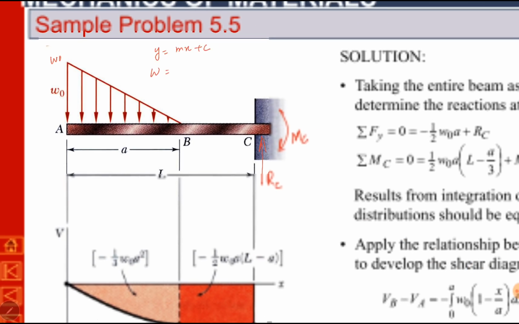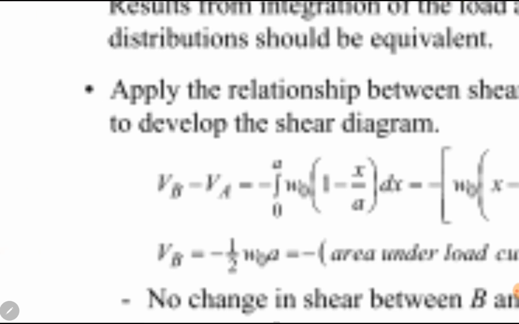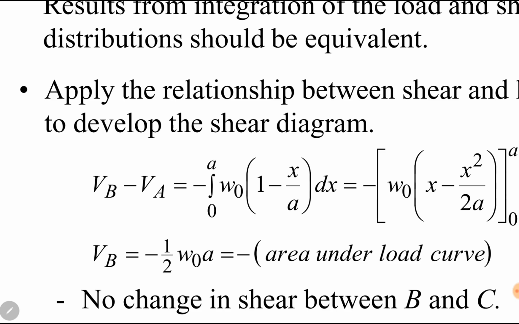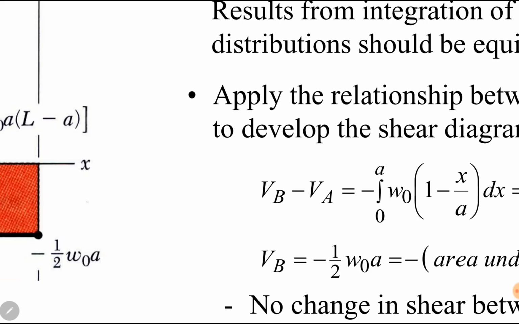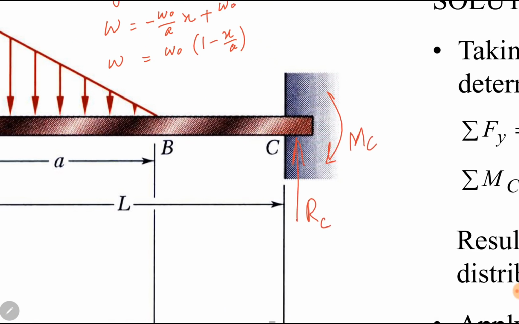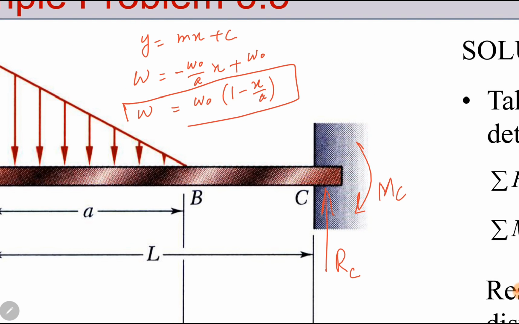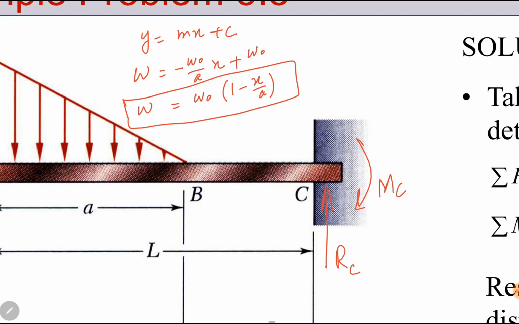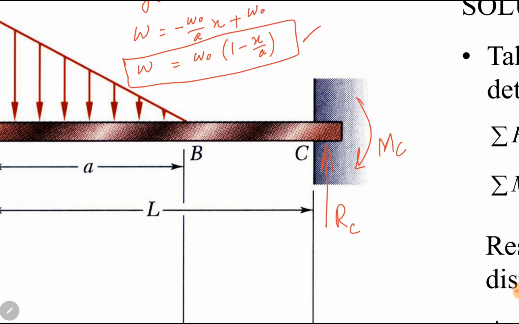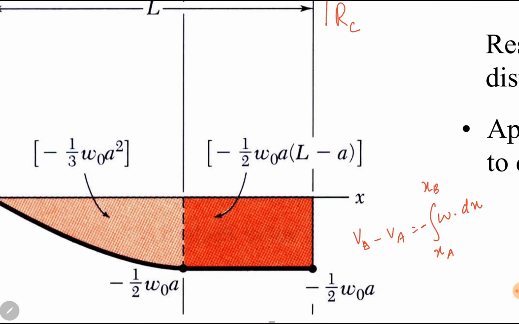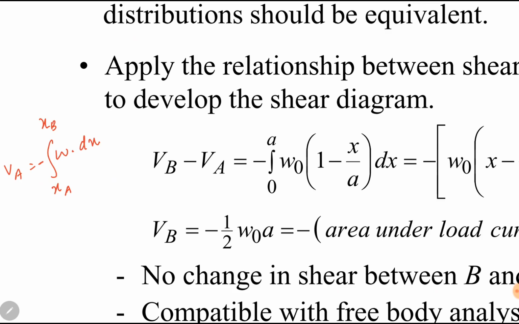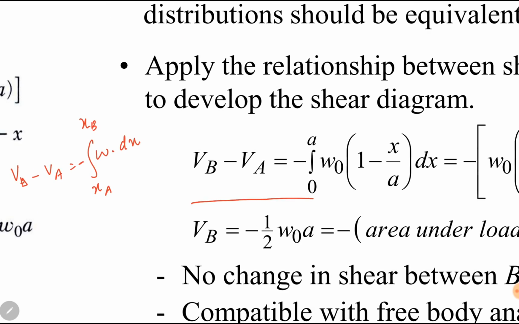This is the expression of this line. Now we will use the expression VB minus VA is equal to the integral of minus w dx from xA to xB. The expression of w is not given, but we have already found it out. So we will use this expression of w in the integral, W naught into 1 minus x by A.